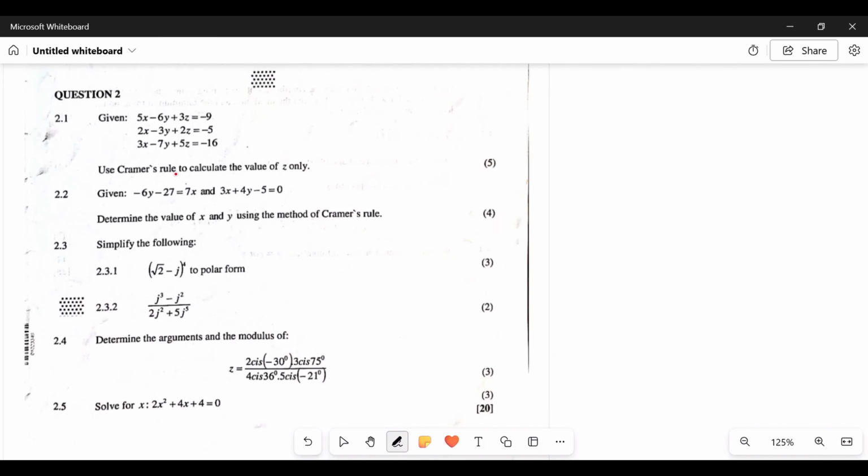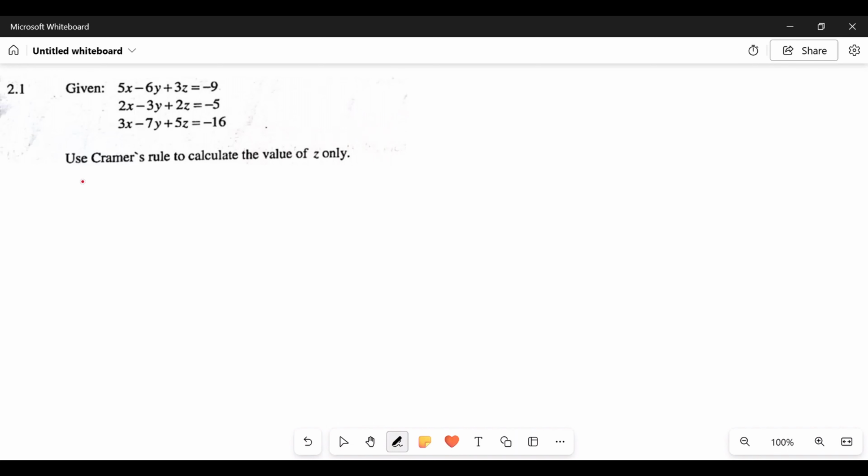Right, question 2. As you can see, question 2 consists of determinants and also complex numbers. So we're going to start with 2.1. We're going to copy this question, paste it where there is space, and then let's solve it. Right, question 2.1. As you can see, we have this problem here. We are given 3 equations that you see here, and then they say we must use Cramer's rule to calculate the value of z. Now, this one here, guys, are determinants.